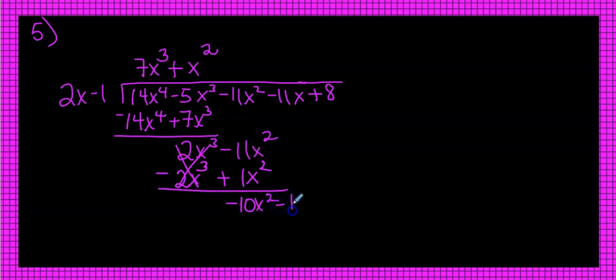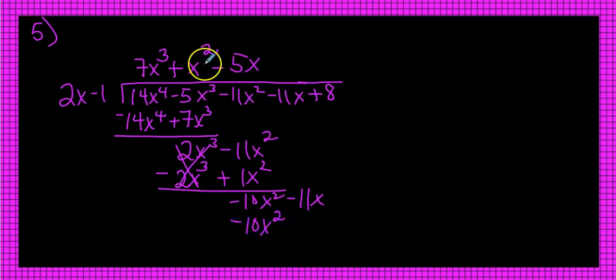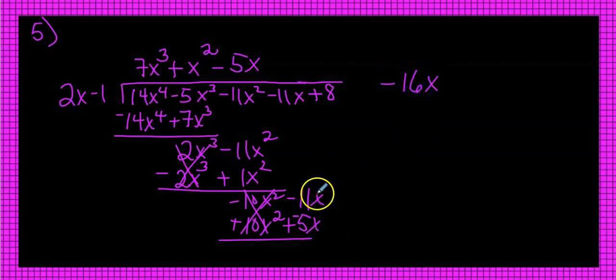I might run out of room, might have to move over here a little. Okay, so I brought down my minus 11x. Let's divide negative 10x squared divided by 2x. Oh, I already put it up here, sorry. That's negative 5x. That's going to be negative 10x squared. Negative 5 times negative 1 is plus 5x. Change to the opposite. That is negative 16x. I'm going to write it over here because I'm running out of room. Negative 16x, and I would bring down the plus 8 if I had room down here.